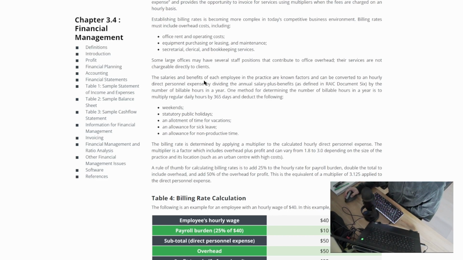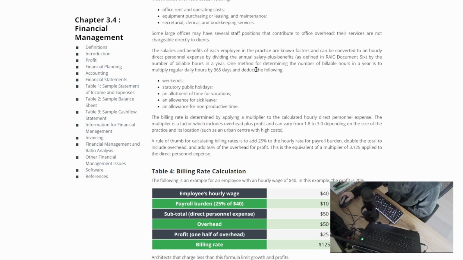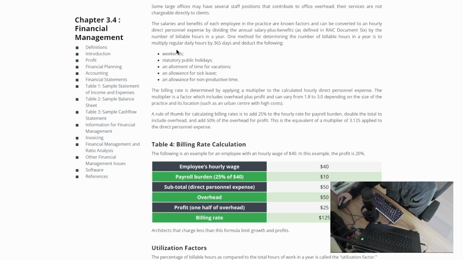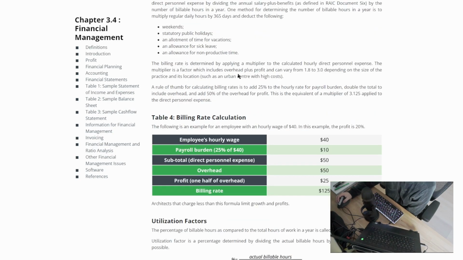The salaries and benefits of each employee in the practice are known factors and can be converted to an hourly direct personal expense by dividing the annual salary plus benefits, as defined in RAC Doc 6, by the number of billable hours in a year. One method for determining the number of billable hours in a year is to multiply regular daily hours by 365 days and deduct the following: weekends, statutory public holidays, an allotment of time for vacations, an allowance for sick leave, and an allowance for non-productive time.